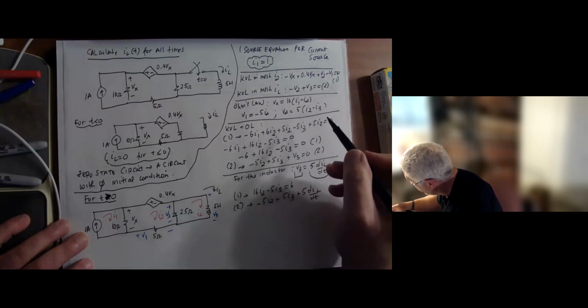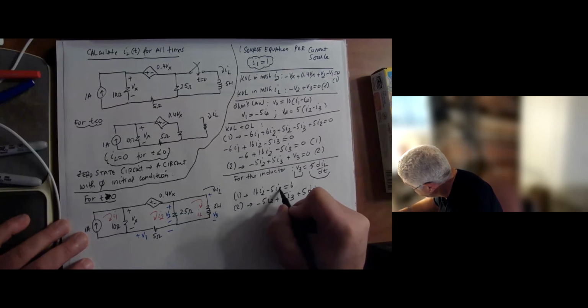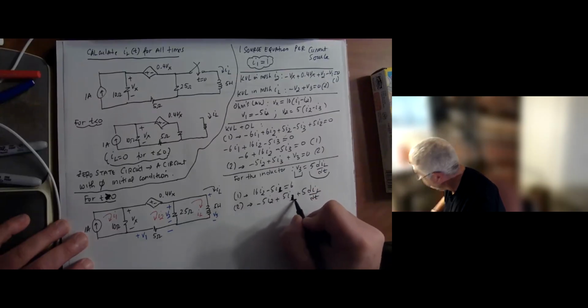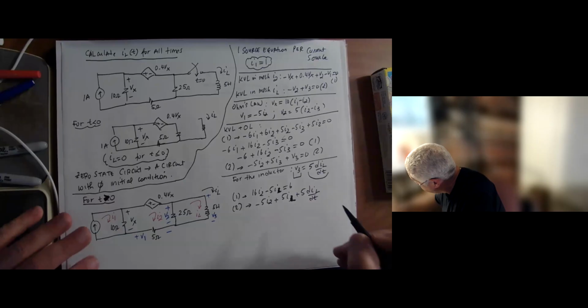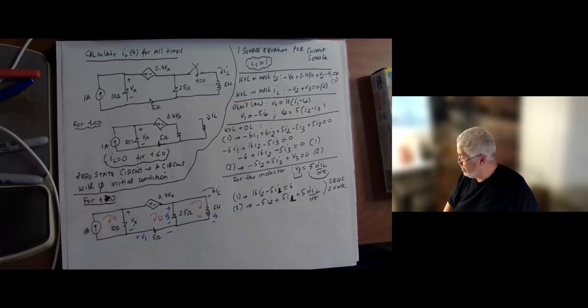I'm carrying I3, but I3 is really IL, by the way. Again, my own mistake. I don't know why I introduced I3 instead of IL. So I3 is really IL. Now you can see I have two equations, two unknowns.